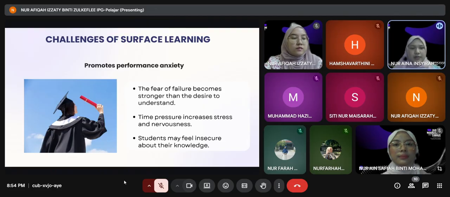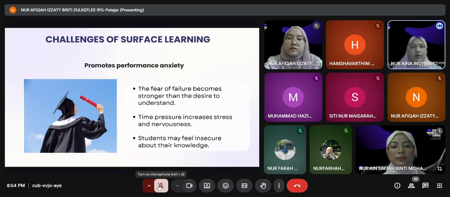They will ask themselves, what if I fail? More than they ask themselves, do I understand this? And because of this, the student is mostly driven by fear of failure compared to curiosity while learning.